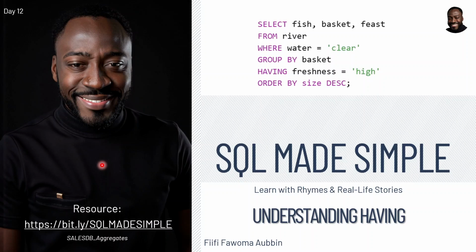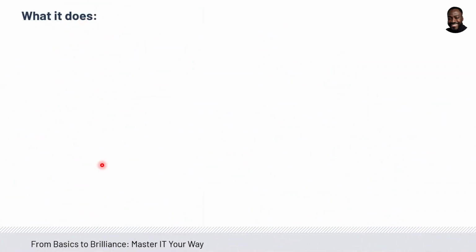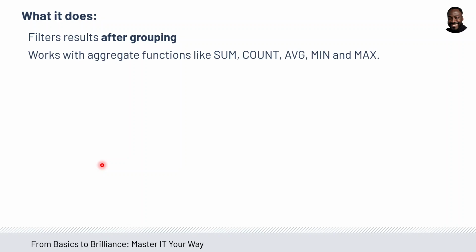Yesterday we learned how to group data with GROUP BY. Today we are going one step further with HAVING. HAVING allows us to filter grouped data, just like WHERE filters individual rows. What it does is filter results after grouping, and it works with aggregate functions like SUM, COUNT, AVERAGE, MINIMUM, and MAXIMUM.